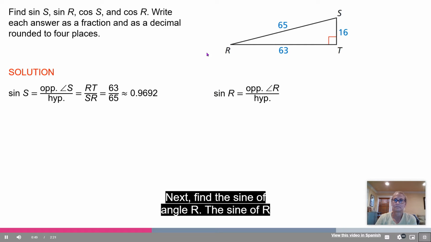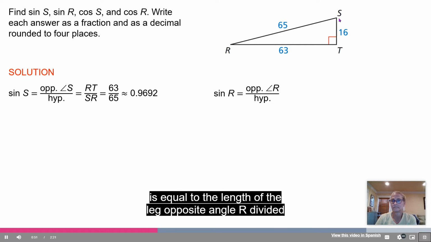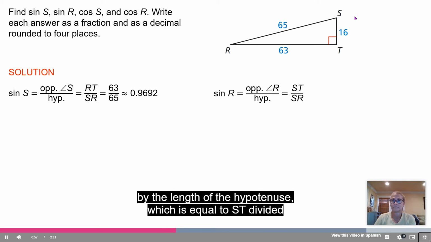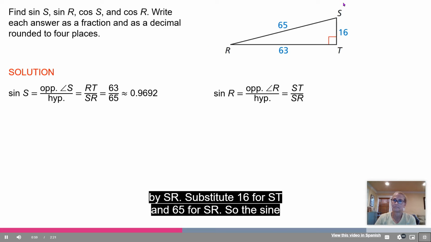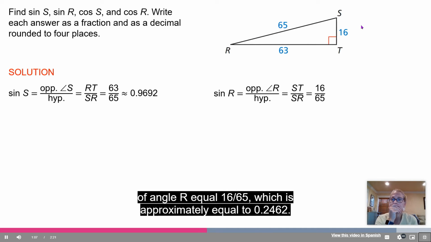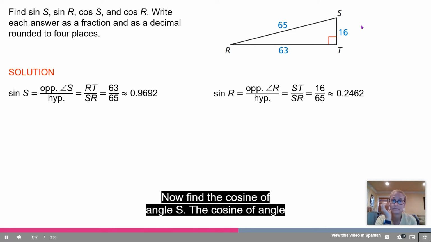Next, find the sine of angle R. The sine of angle R is equal to the length of the leg opposite angle R divided by the length of the hypotenuse, which is equal to ST divided by SR. Substitute 16 for ST and 65 for SR. So, the sine of angle R equals 16/65, which is approximately equal to 2,462/10,000.